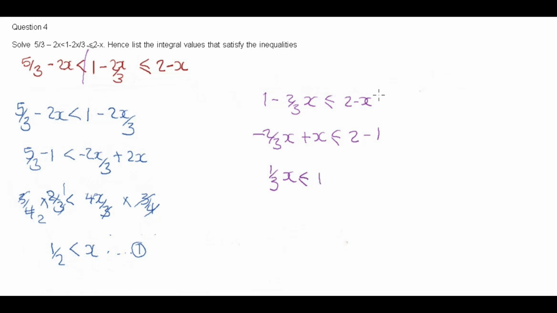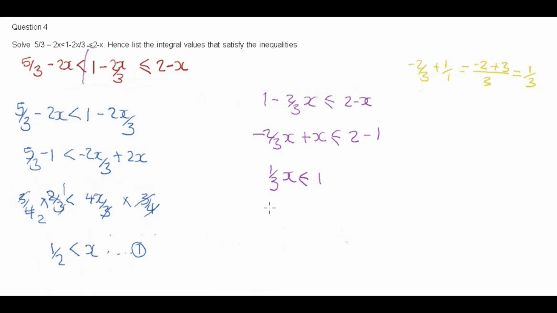Let's see if you are correct. It is negative 2 over 3 plus 1 over 1. So 3 goes into 3 one time. 1 times negative 2 is negative 2 plus 3. 1 goes into 3 three times. 3 times 1 is 3. So negative 2 plus 3 is 1 over 3. So we are correct. A third x is less than or equal to 2.